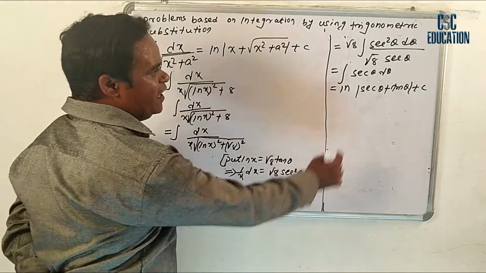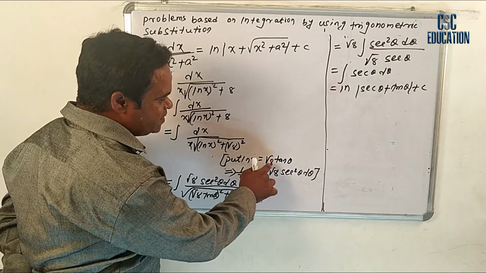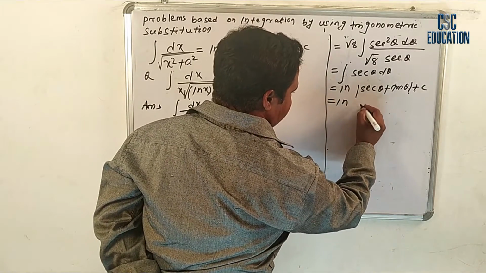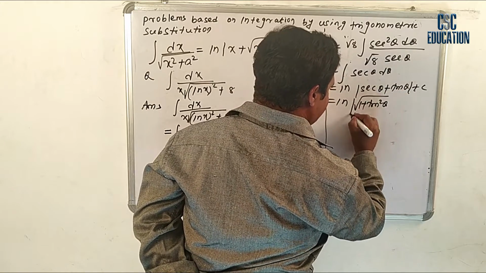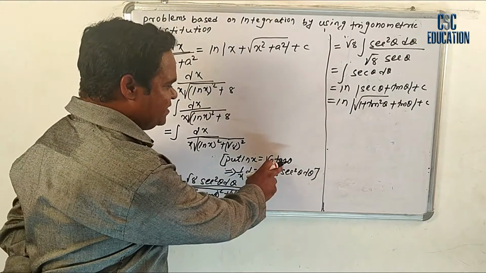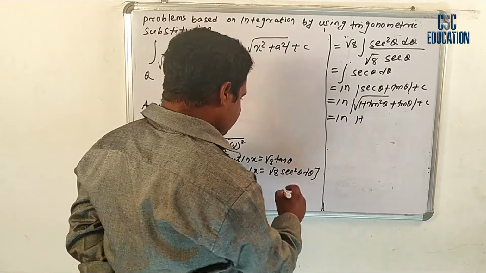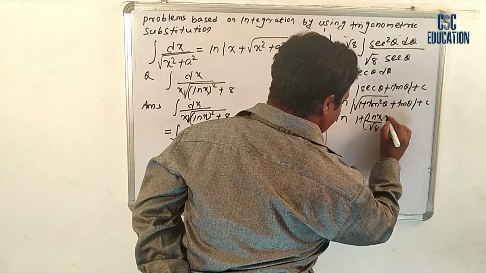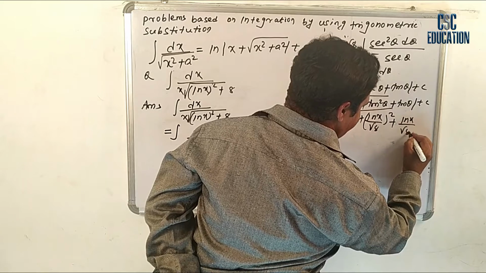Now we convert the value of sec θ, because we put ln x equals √8 tan θ, so tan θ is ln x over √8. So the value is ln of the square root of 1 plus tan²θ, plus tan θ, plus c. Here ln x over √8 gives ln of the square root of 1 plus (ln x/√8)², plus ln x over √8, plus c.